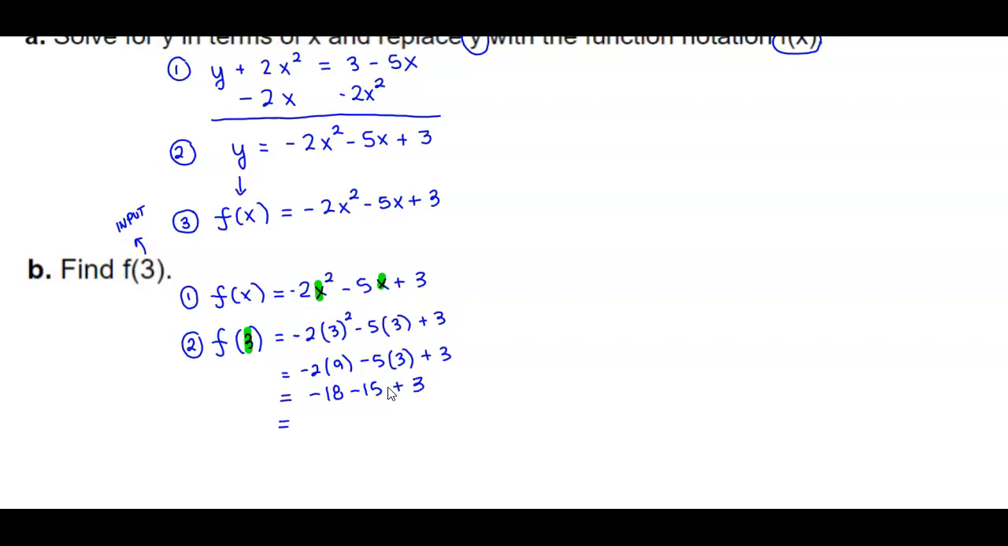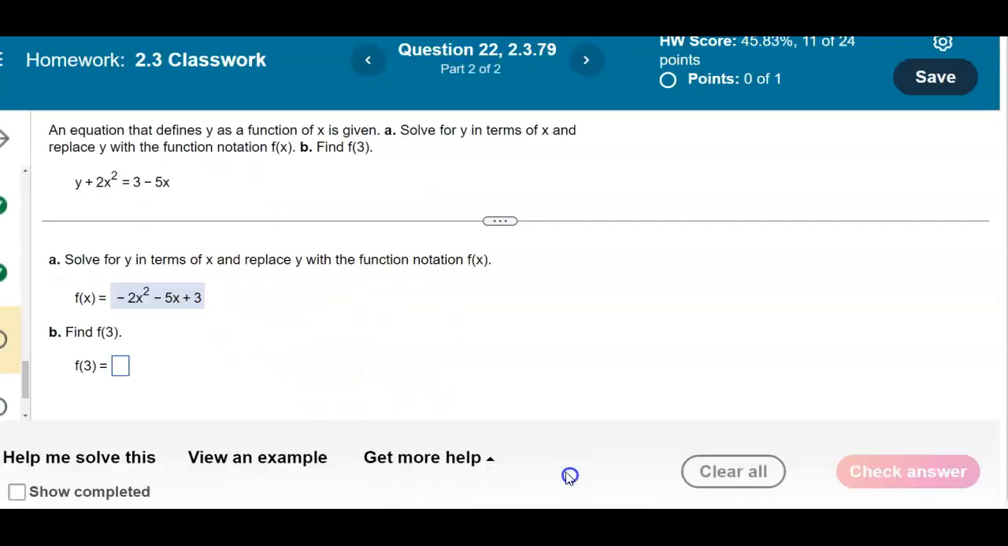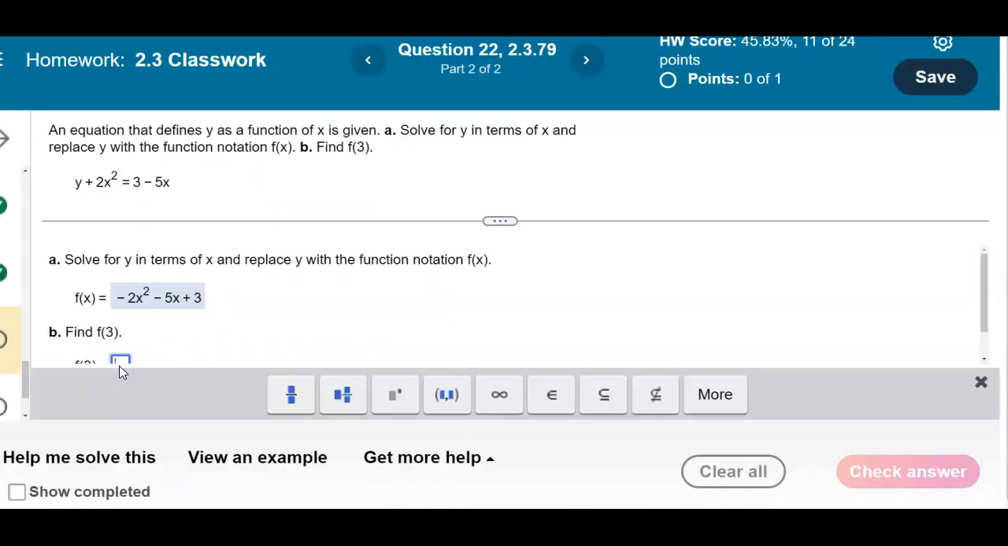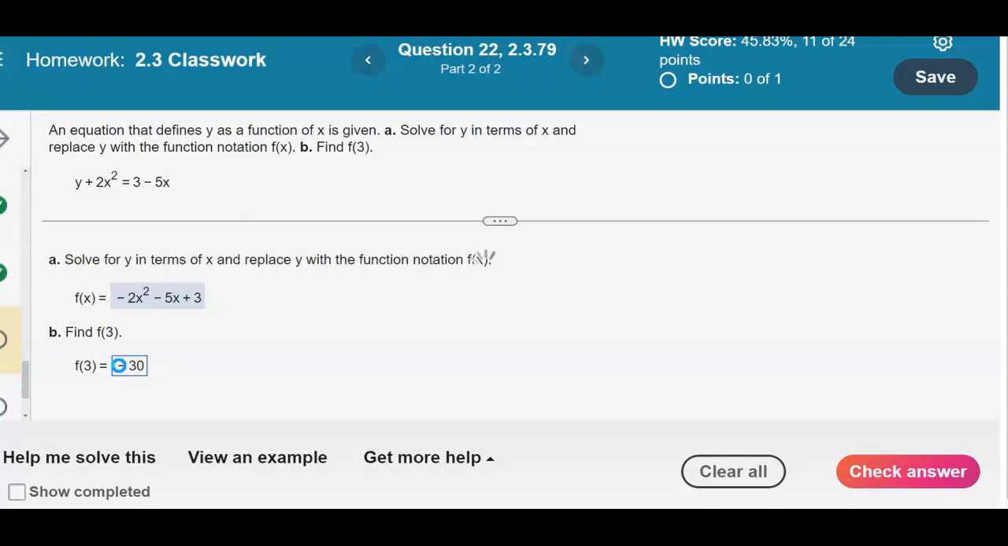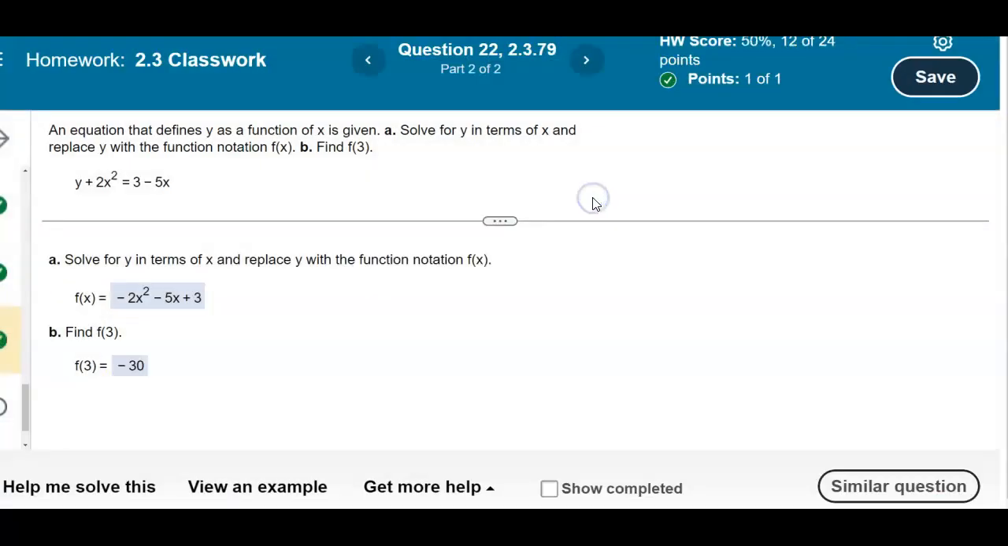And so in this case, negative 18 minus 15 is going to give negative 33 plus 3. And therefore, negative 33 plus 3 is going to be negative 30. So therefore, f of 3 is going to equal negative 30. So let's go ahead and check to make sure. We're going to put in negative 30, check our answer, and there is our result.